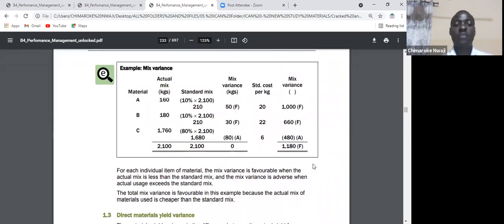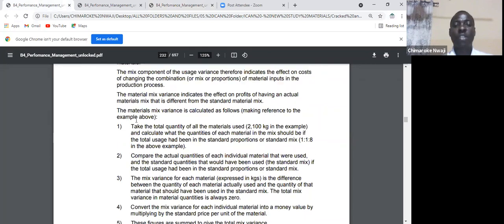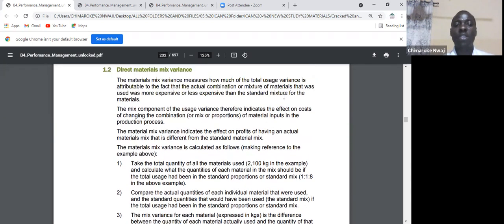So we said before that your mix variance is an indication of the effect on profits of having an actual material mix that is different from the standard material mix. So it shows the effect on costs of changing the combination from the standard mix to the actual mix. So how does it affect the costs? So that's what you just did.